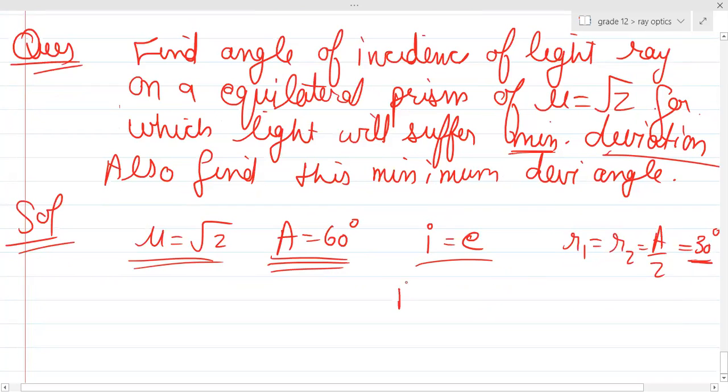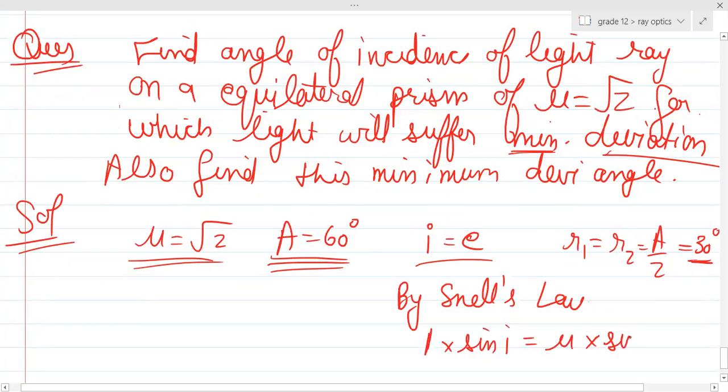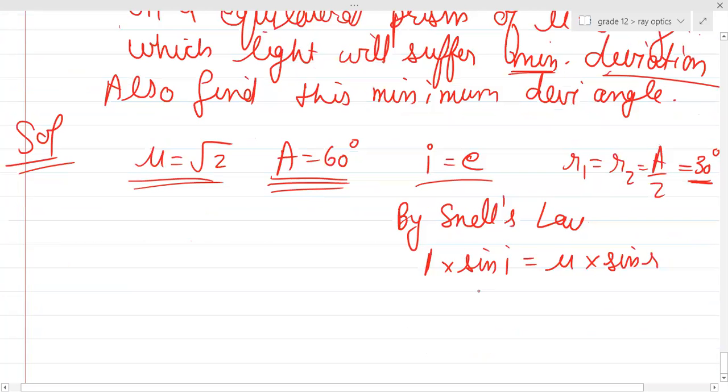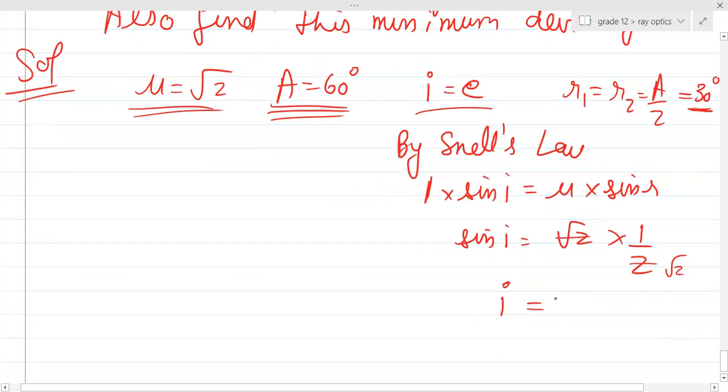Can you do it? So by Snell's law, 1 into sin I is equal to mu into sin R. So sin I will be equal to root 2 times sine of 30. Sine of 30 is 1 by 2, yes or no? So this will cancel, and one root 2 remains. And can you see from here I will be equal to 45. If I is 45, then this is also known to us now.